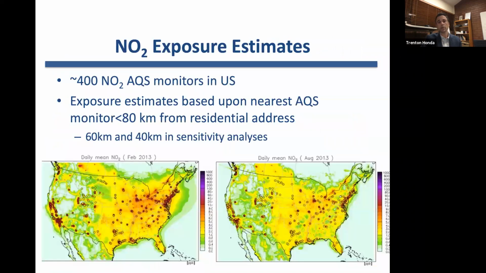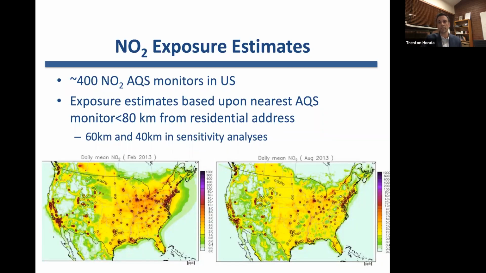Our NO2 exposure estimates were not based upon a spatiotemporal model, but they were exposure estimates based upon the nearest air quality monitor that was restricted to less than 80 kilometers from residential address. And then in sensitivity analyses, we restricted to 60 kilometers and 40 kilometers. So this is just to say that our PM2.5 measurements are probably subject to less exposure error than our NO2 estimates for this study.